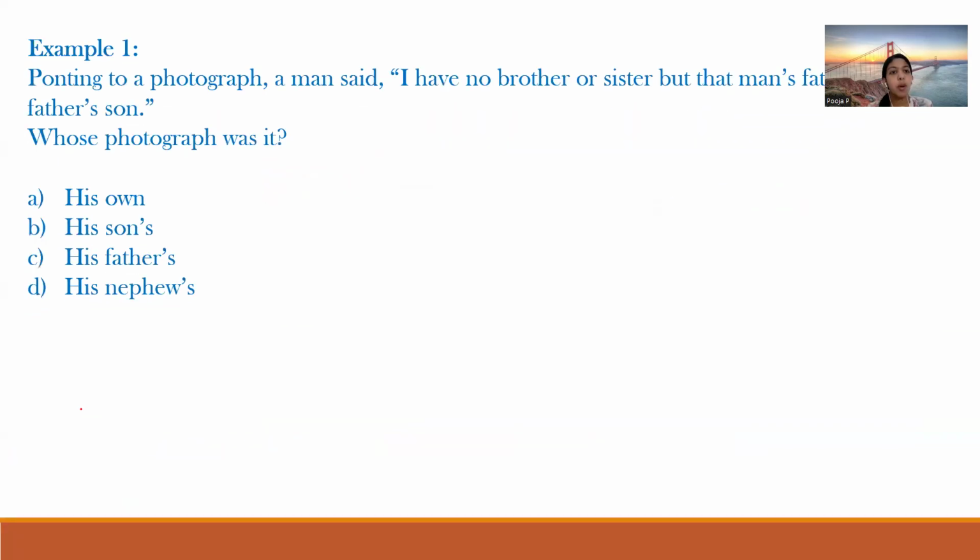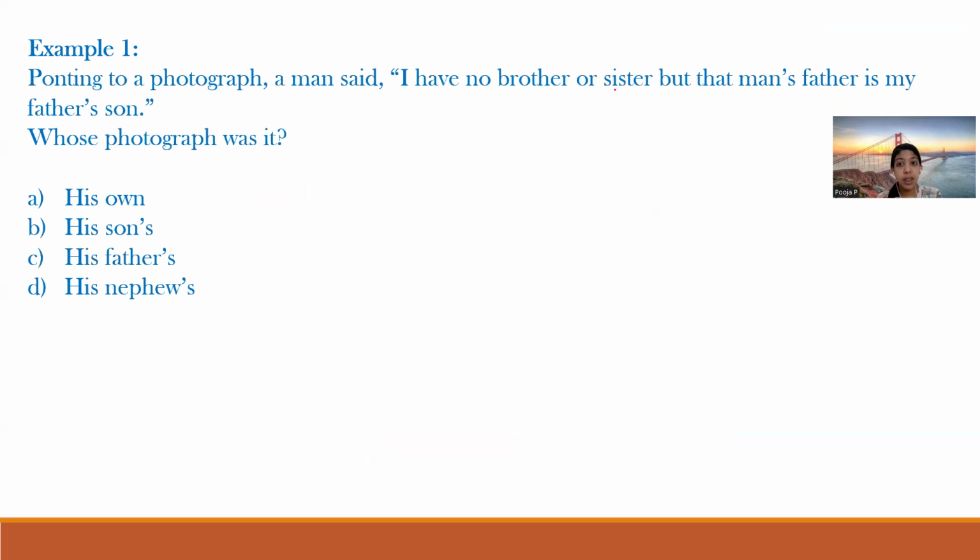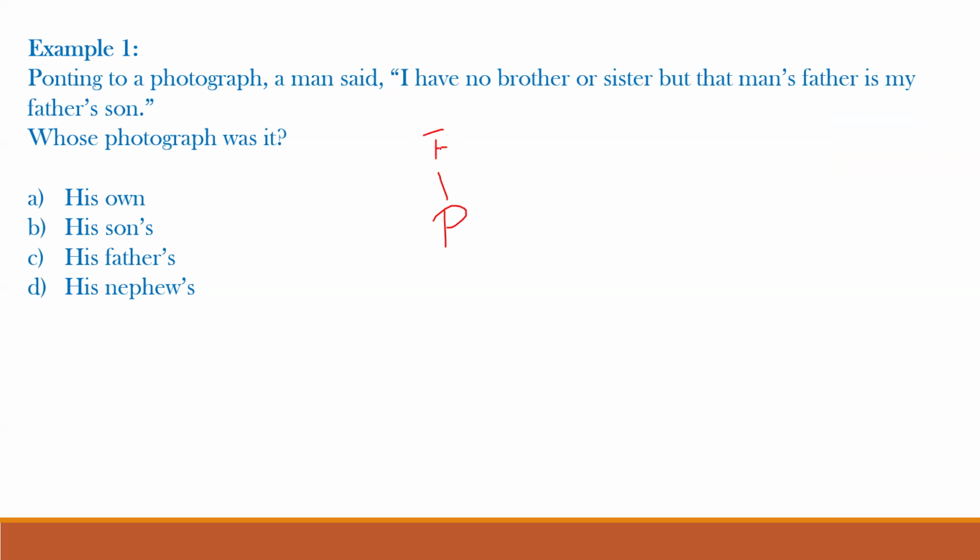Pointing to a photograph, a man said, I have no brother or sister, but that man's father is my father's son. Whose photograph was it? So there is a man. He pointed to that photograph and said he has no brother or sister. But that man's father, that man being the photograph man. Let's take the photograph man as P. This man's father is my father's son.